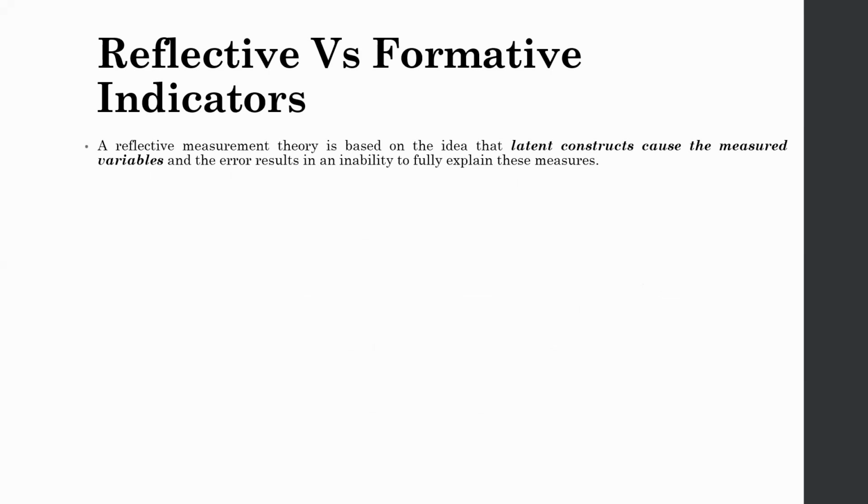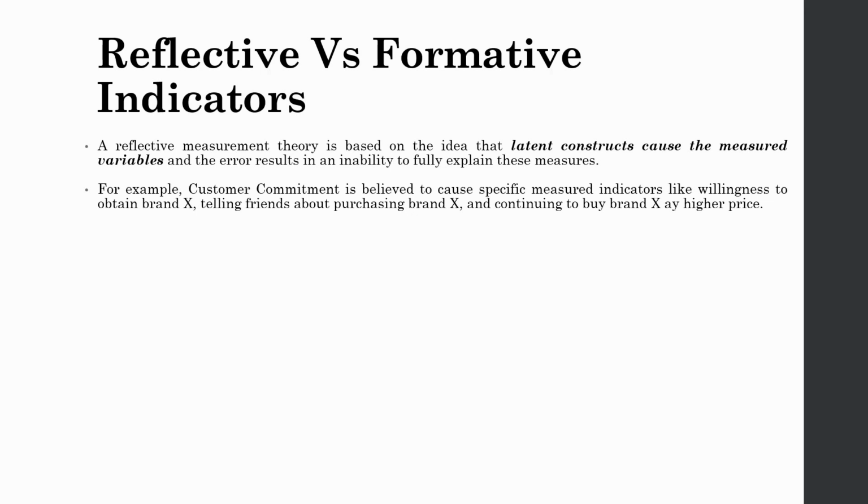Reflective measurement theory is based on the idea that latent constructs cause the measured variables, and the error results in the inability to fully explain these measures. So here the arrow is from the latent variable, that is the blue circle, to the items. The latent variable is causing the items, so those items are dependent on the concept of the latent variable for their existence.